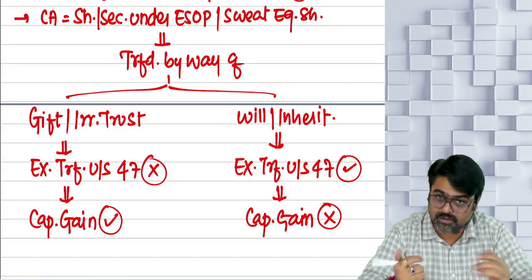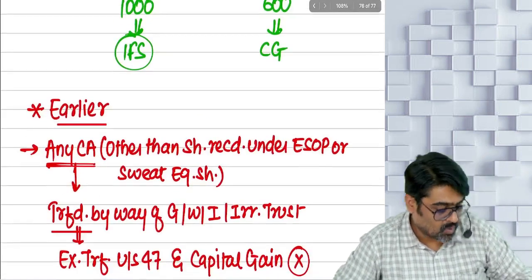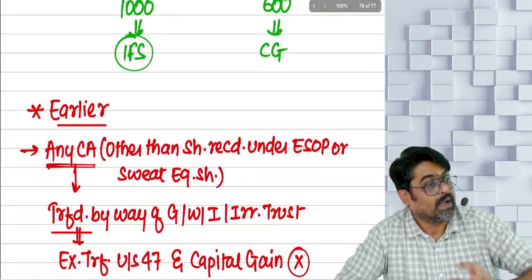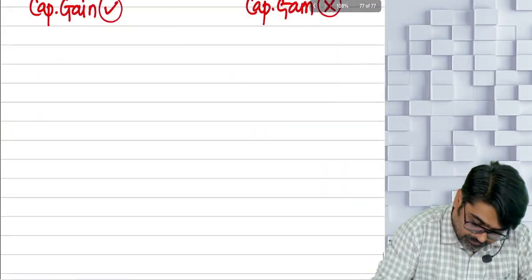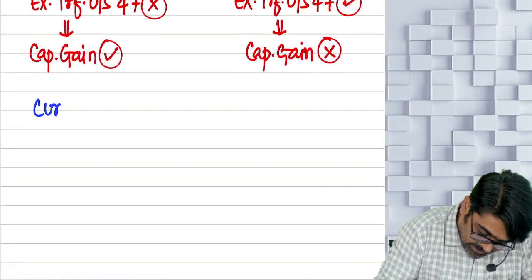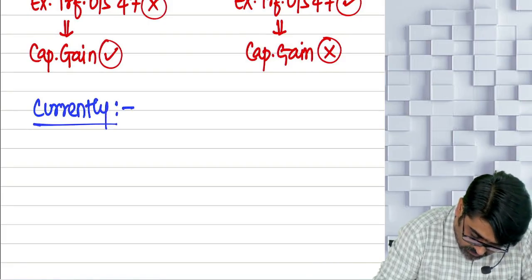So now what is the situation? Now, current situation? I have told you the old situation, yes or no? But last year an amendment has come, and what is the situation as of now? So I will write down current situation.